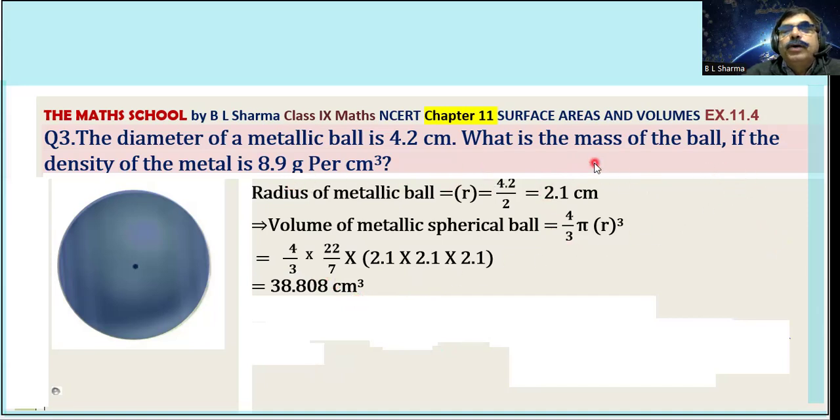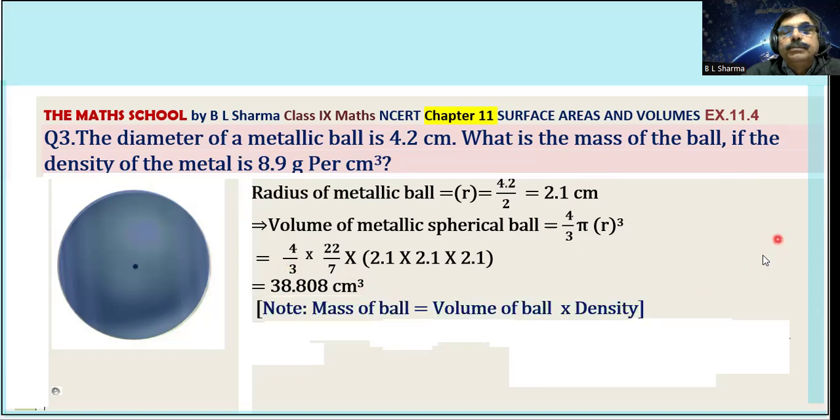But the question is, what is the mass? Where the density is given, in 1 centimeter cube the mass is 8.9 gram. So what is the mass in 38.808 centimeter cube? For the mass, you write volume of ball into density. This is the formula, volume into density, that is mass. In place of volume, we can put 38.808, and in place of density, you can put 8.9.